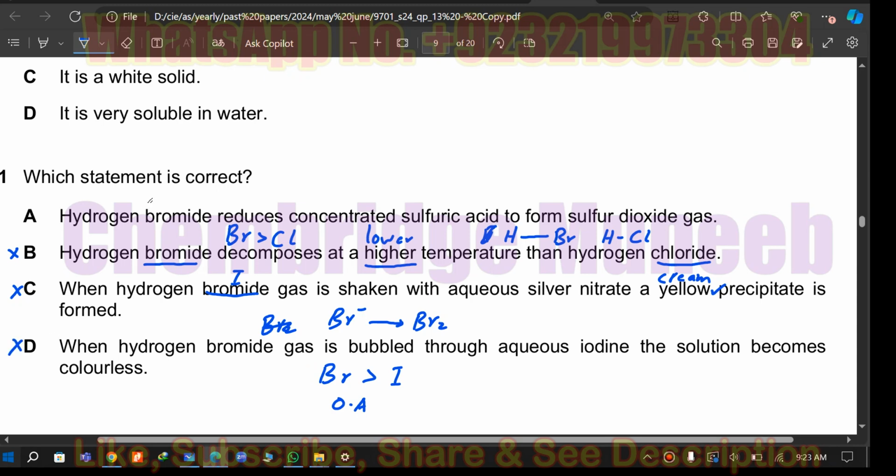Now option A says that a bromide ion reduces concentrated sulfuric acid. So yes, that is correct, because when HBr reacts with sulfuric acid, we do get SO2 as a product. So that's why the correct option is A.